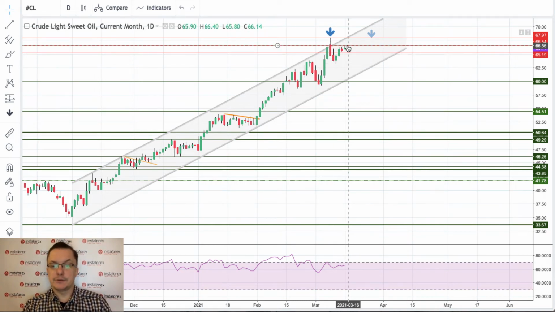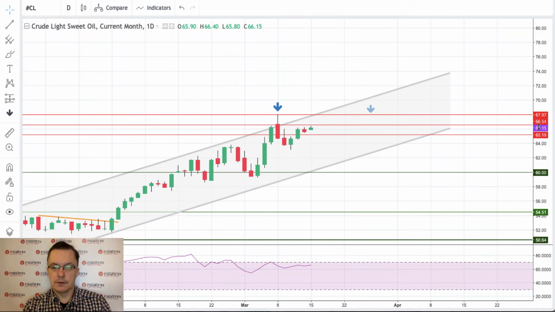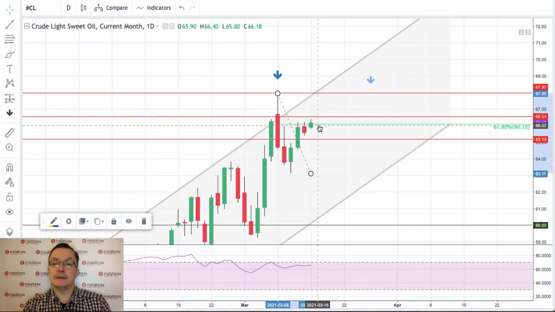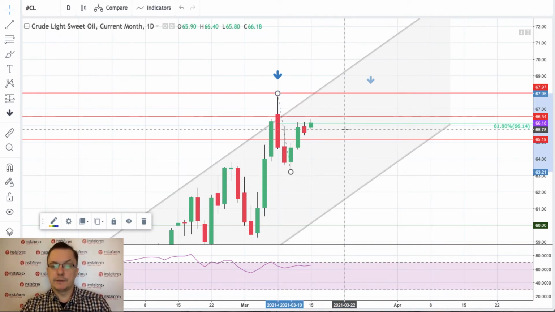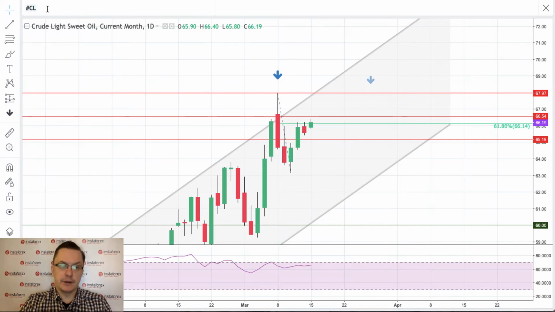And we retraced almost, well, more than half anyway, of the last move down. So we can say that we retraced already over, let's just take a look, 61%. Yes, we retraced already 61% of the last move down. So it's a kind of a strong bounce. If we break below 66.54, we are again going up towards the highs of $67.97.